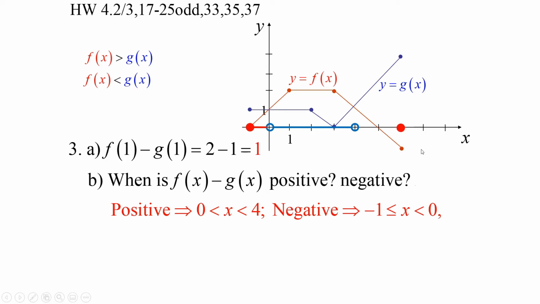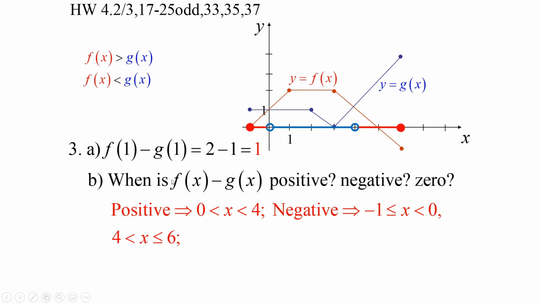Okay, now let's go to this endpoint right here. All right, and it looks like from this open dot to that closed dot, f of x is less than g of x. So let's do that. So what is that x value again? 1, 2, 3, 4, that's a 4. So 4 is open dot less than x, and x is closed dot less than or equal to, and what's that value? 5, 6. There you go.